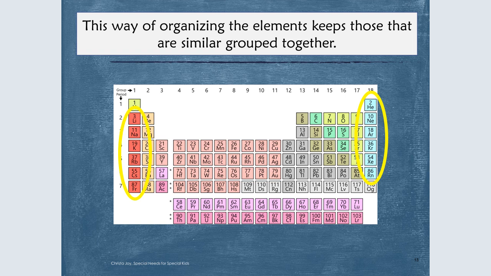This way of organizing the elements keeps those that are similar grouped together. So this is group 1, and all the group 1 are in this column. They call that column group 1, and then group 2 are all similar. You'll see that the hydrogen is in group 1, but it is not a metal. So all these other ones are metal. So it's kind of out of place, but it does have some characteristics of those metals. So this column 18, helium, neon, has a lot of things in common.